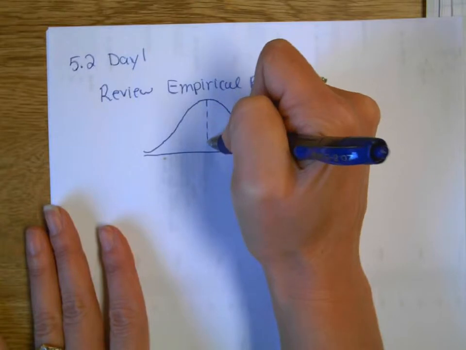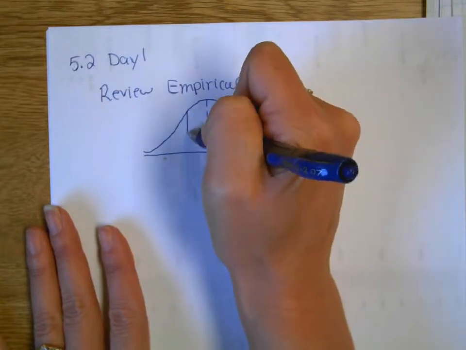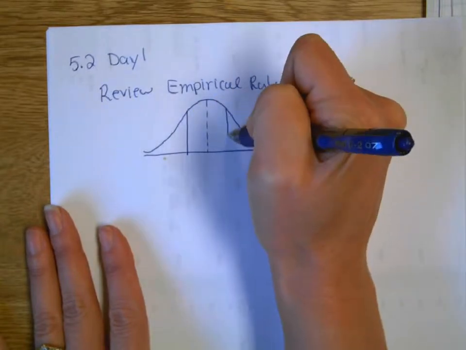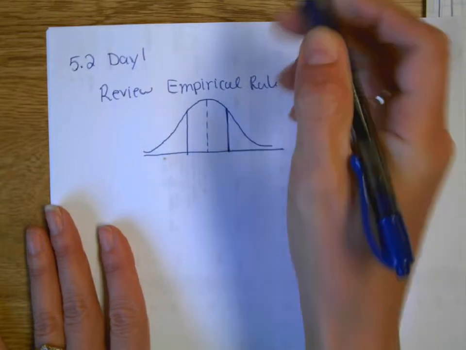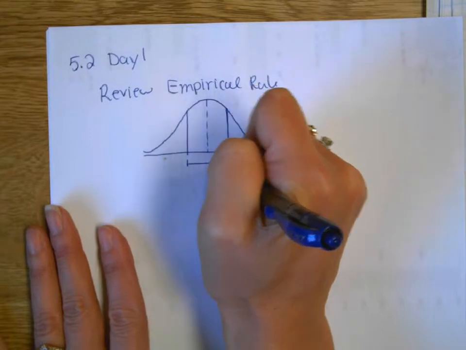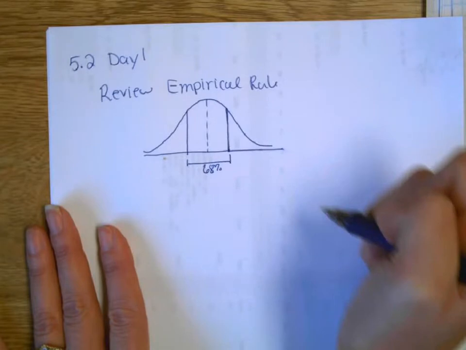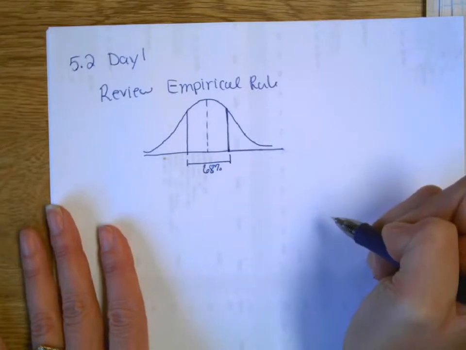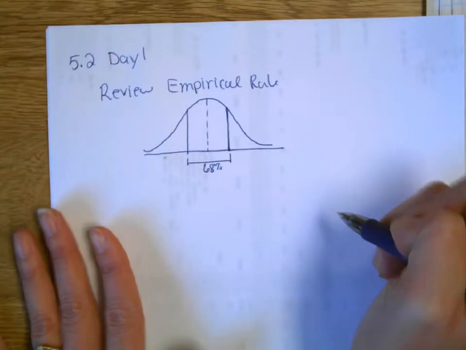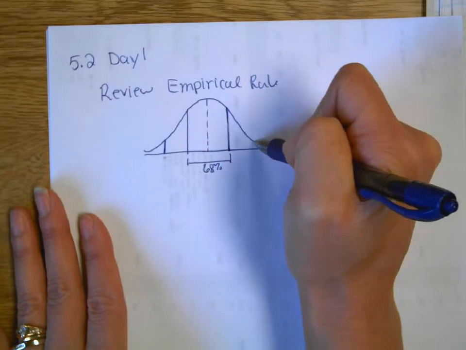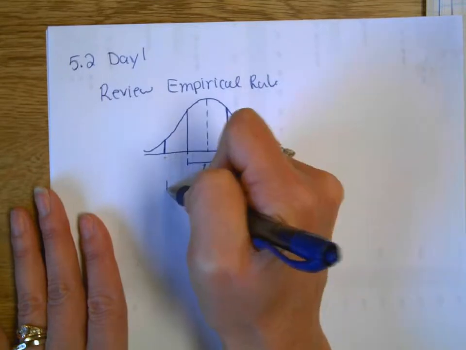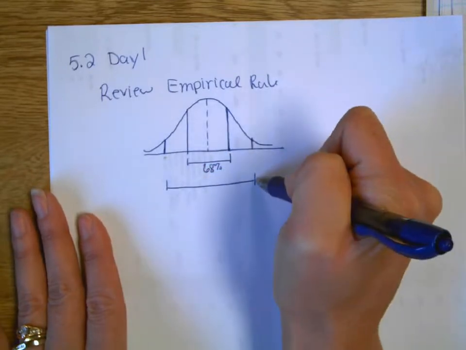Do you remember the percent that's exactly 1 standard deviation away? 34%. Each side was 34%. We had 68% between these two. Nice job remembering that. What was the percentage for 2 standard deviations away? 95. So all 4 of those made 95%.